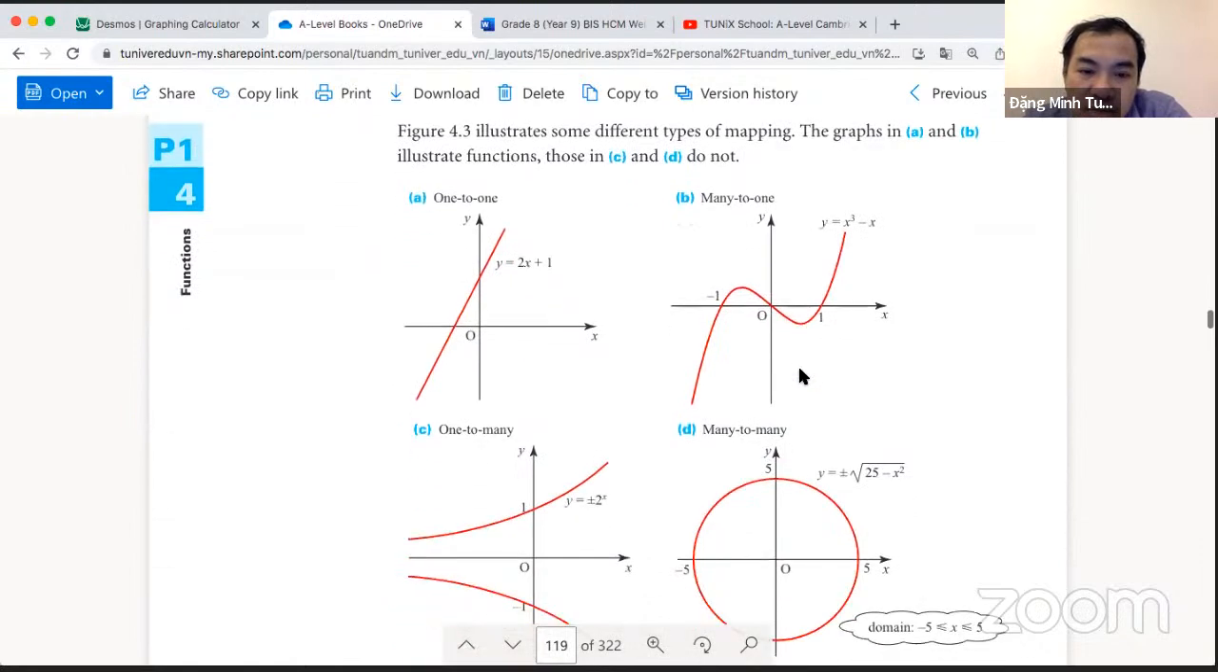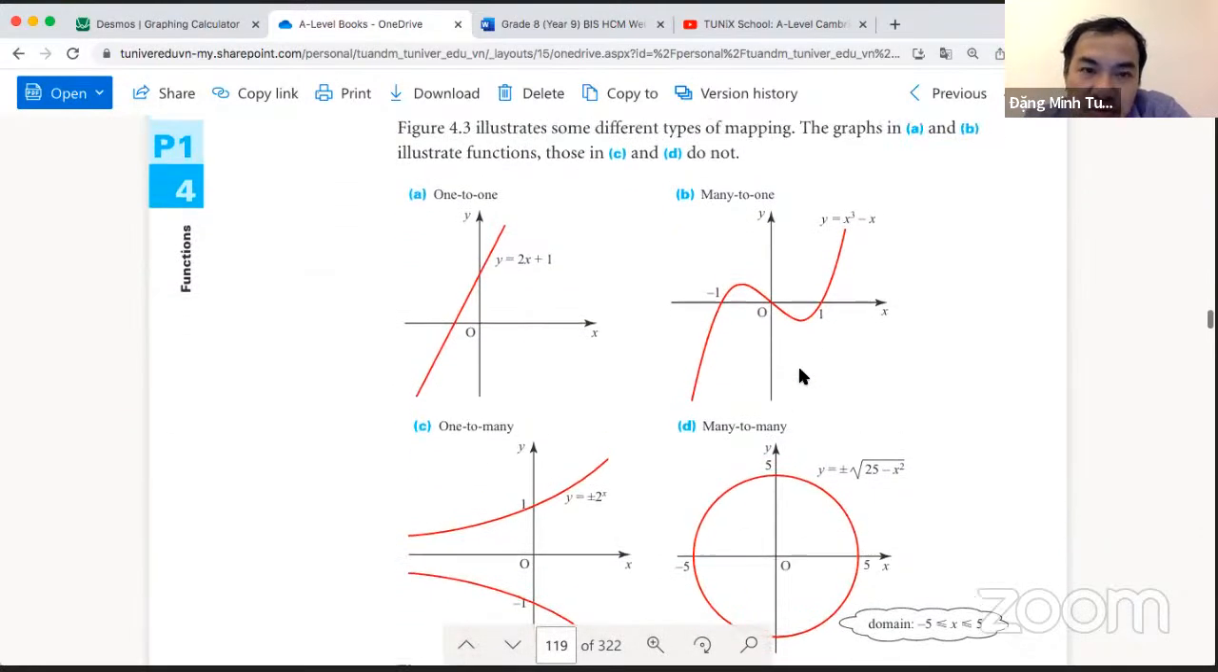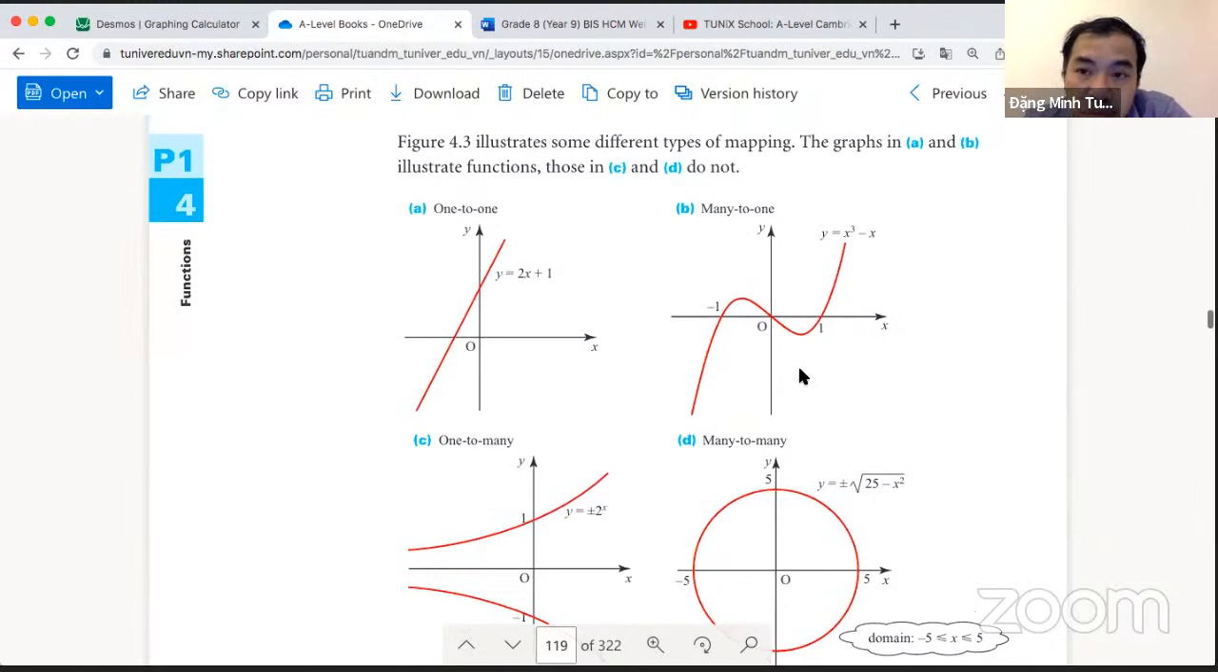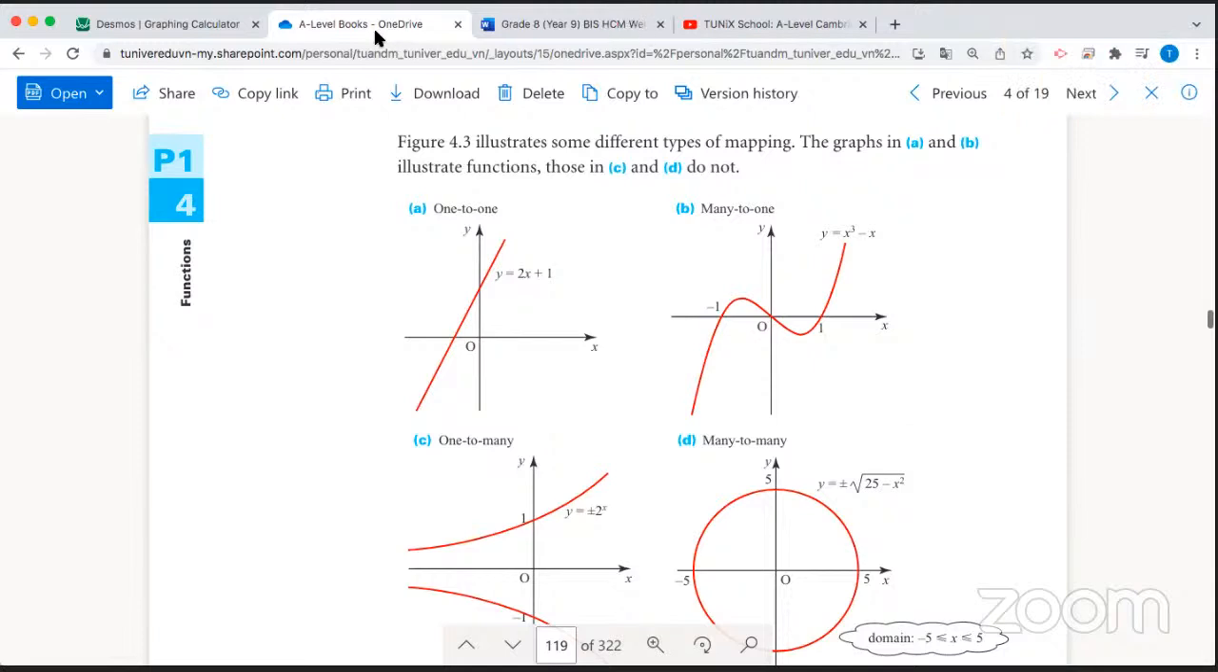And then here, look at this one. You see the graph. Now understand. One to one, many to one. What is many to one? One to many, many to many.